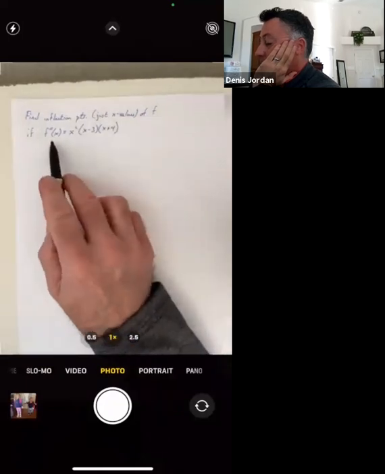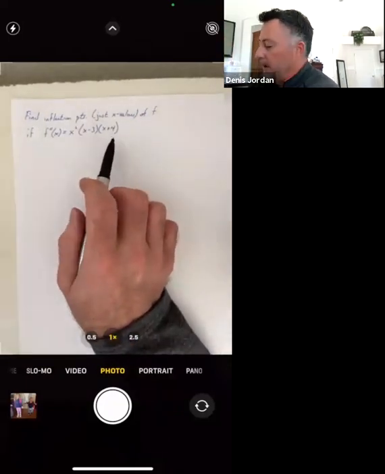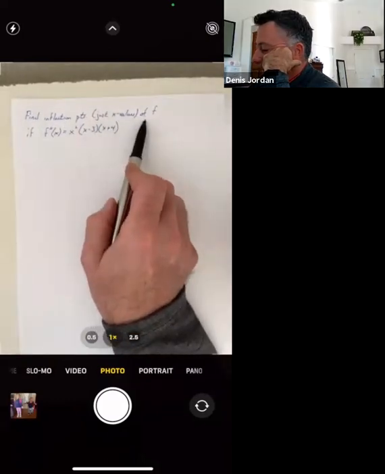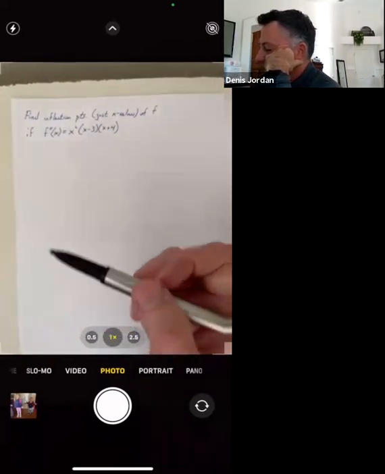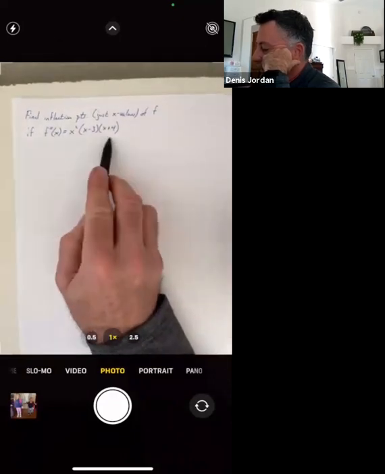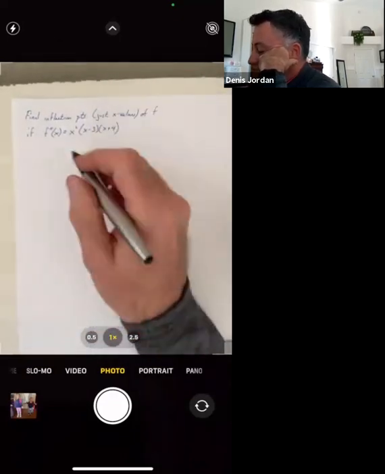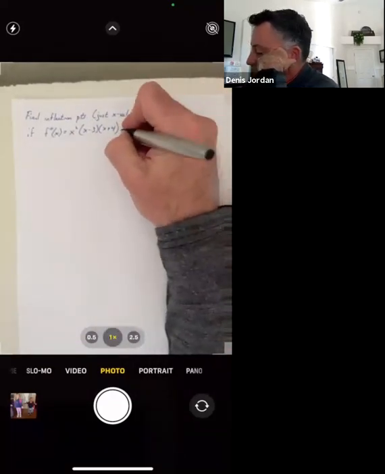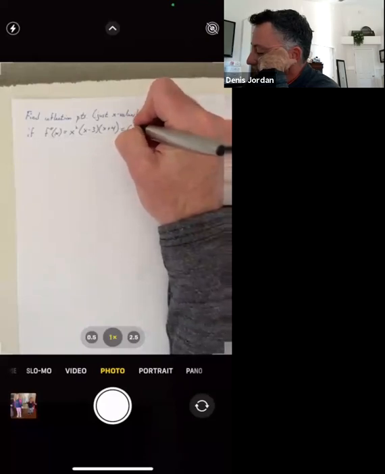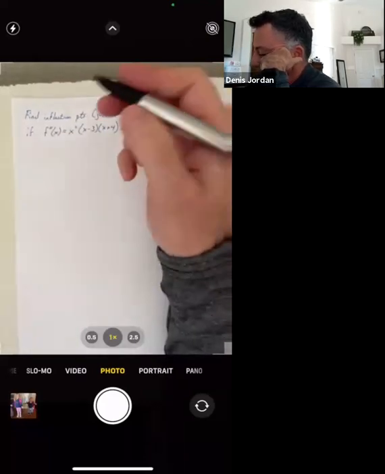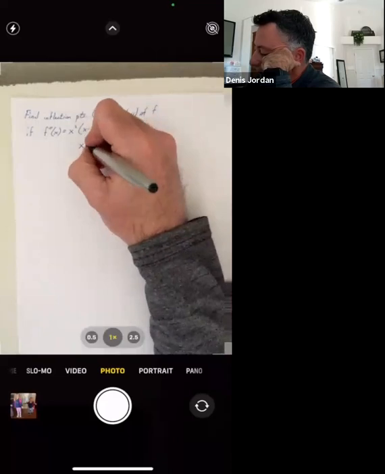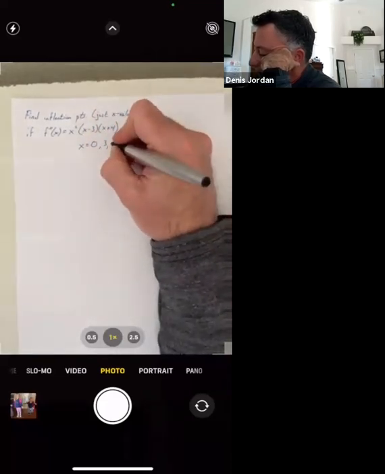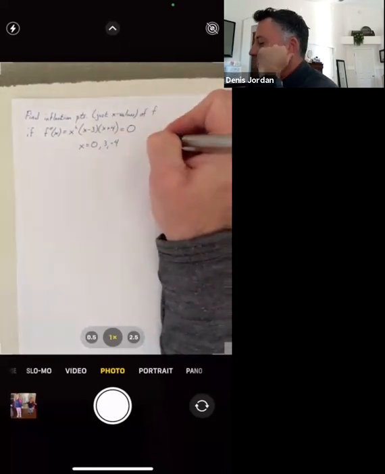So typically, this is really shortcutted, like a lot of the work that you have to do, because to get the inflection points, you have to get all the way down to the second derivative, but that's been provided, which is really nice. And it's also been factored for you, which is doubly nice. So you just have to take your second derivative, set it to zero, and then solve it. So x is going to equal 0, 3, and then negative 4.